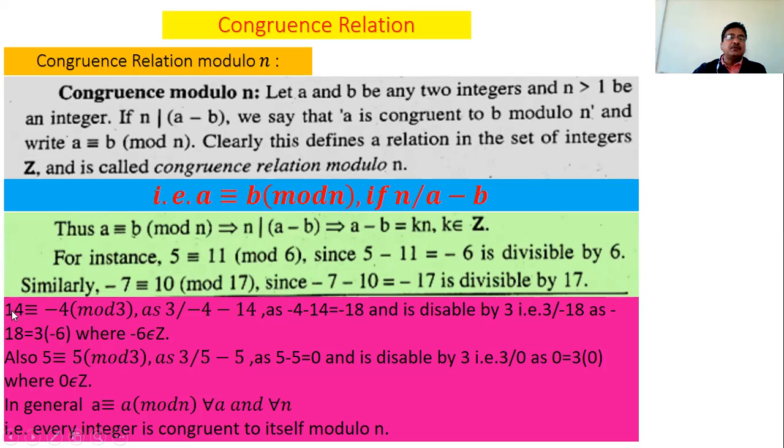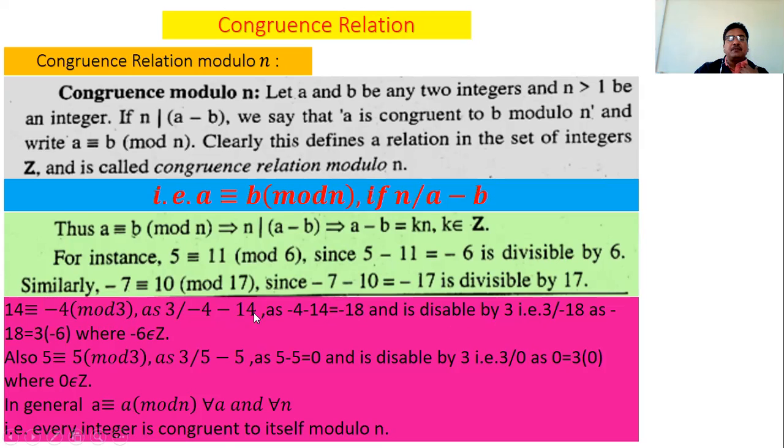Also, 14 is congruent to minus 4 modulo 3. Why? Because 3 divides 14 minus minus 4. What is 14 minus minus 4? It is plus 18. Write first 14 and then minus minus 4, which is equal to plus 18. 3 divides 18. So a correction is there.